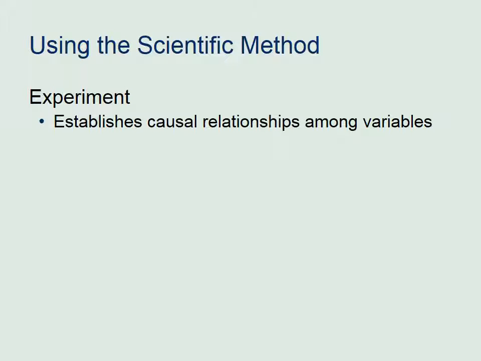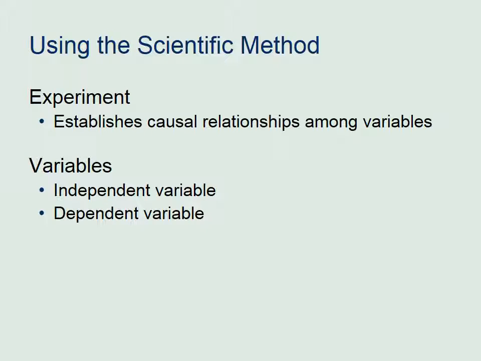Next thing we're going to talk about is the experiment. And the experiment can establish causal relationships among variables. So if you remember back to general psychology, an observation or survey cannot suggest causality. You cannot say one thing causes another just by observing or just by doing a survey. The only time that you can say one thing causes another is if you do a true experiment. So the experiment is the one that you can say something causes something else.